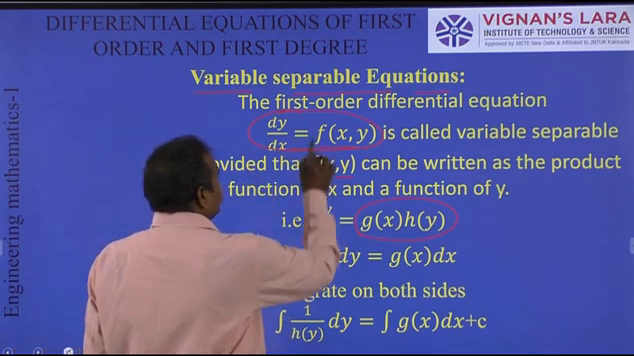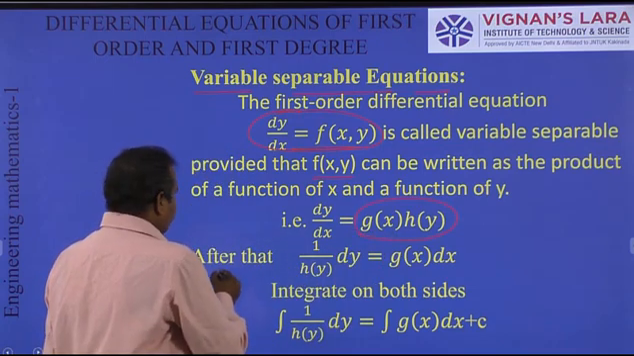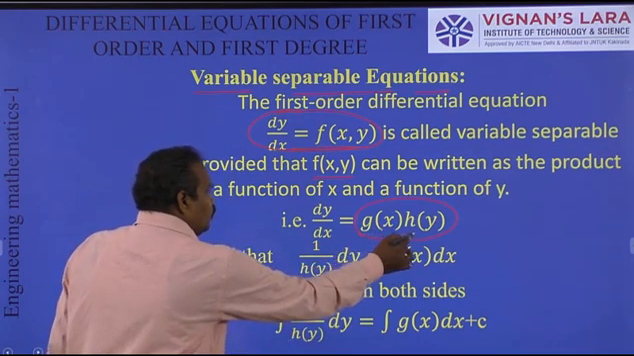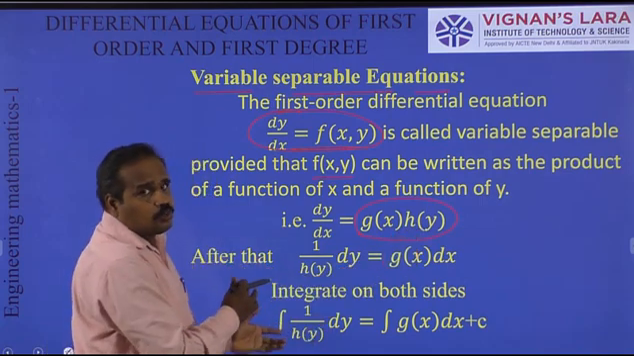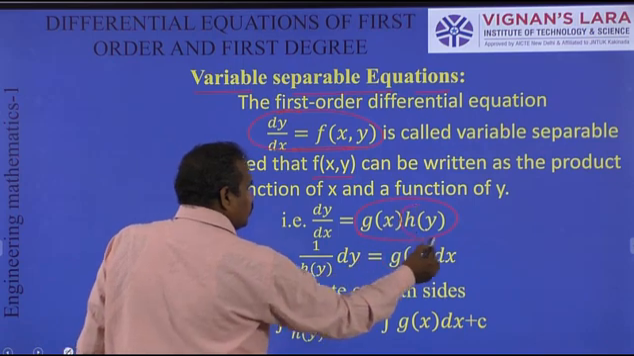After we get the equation in the form dy by dx is equal to g of x into h of y, we bring all the terms of one variable to one side and all the terms of the other variable to the other side. Here see this is a function of y.